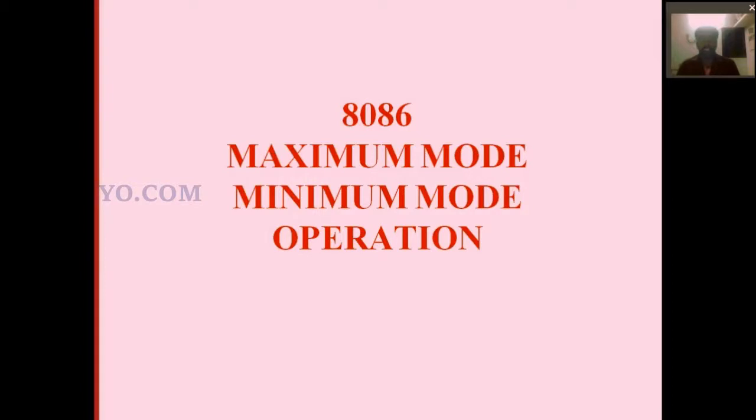So actually here two things are there. One is maximum mode, minimum mode operation, and the other is maximum mode, minimum mode configuration or system configuration. Two things are here, so don't confuse maximum mode, minimum mode operation with configuration. Operation is different, configuration is different. Today we are going to see the operation of maximum mode, minimum mode of microprocessor 8086. Okay, let us enter into the video.